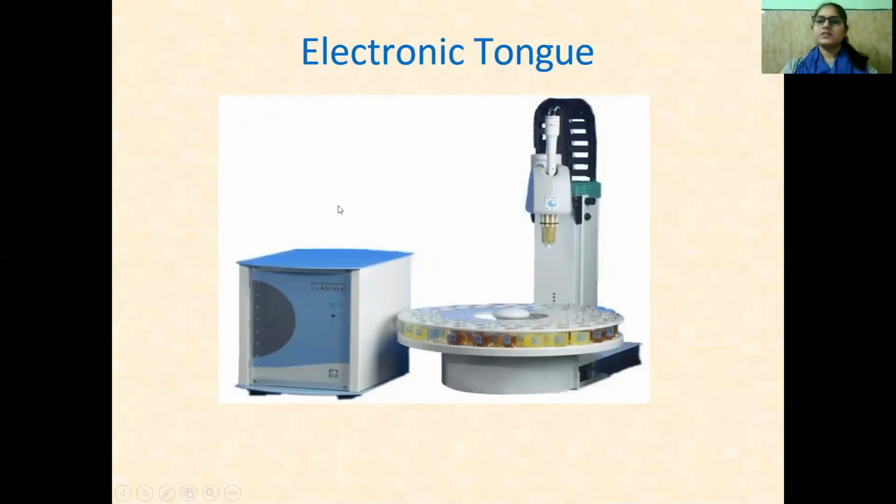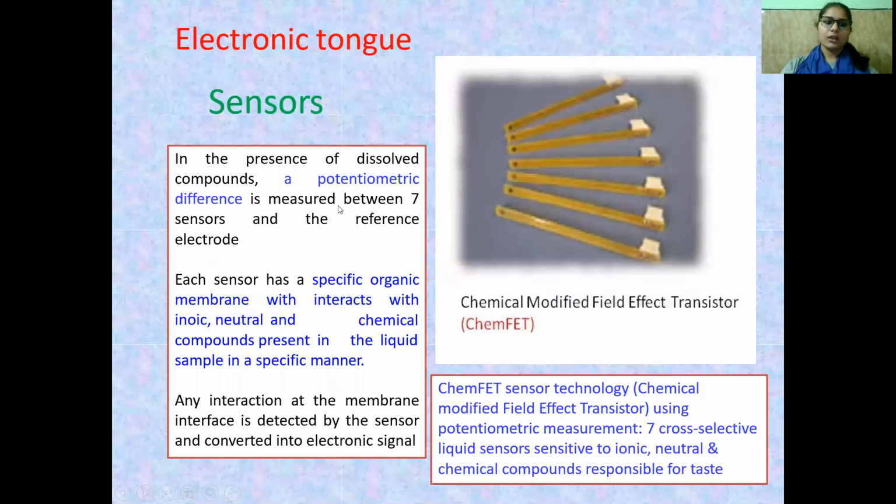So, this is the figure of the electronic tongue, and it basically works by sensors. In the presence of the dissolved compound, a potentiometric difference is measured between the 7 sensors and the reference electrode, and each sensor has a specific organic membrane which interacts with ionic, neutral, and chemical compounds present in the liquid sample in a specific manner. Any interaction at the membrane interface is detected by the sensor and converted into an electronic signal.